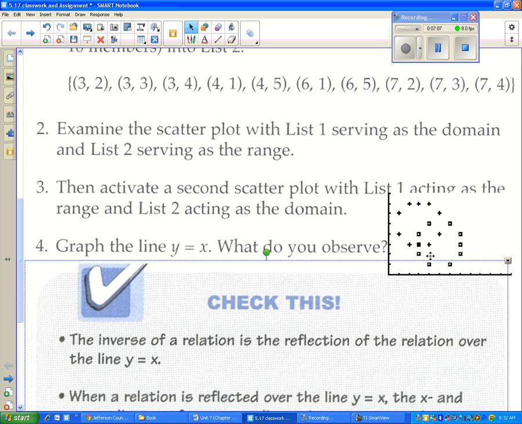Okay. It then says for number 4, but you should have them both on. So hit go back, turn on L1 and L2.